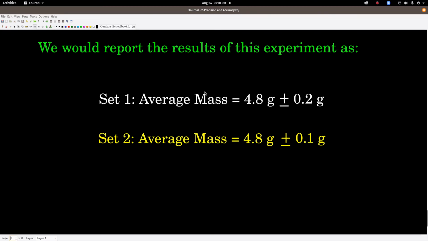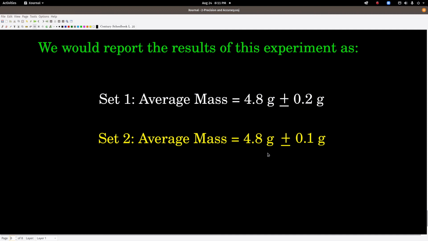The last thing is the way we would report the results of this experiment. For set 1, the average mass is 4.8 grams plus or minus 0.2. The plus or minus 0.2 is because the standard deviation was 0.219. We just take the first non-zero digit, and whatever place that's in, that's the last place we can report with any confidence in our average measurement. So it doesn't make sense to say anything past this 8, because if there's an error in that 8, we know it's plus or minus 0.2. It could be 5 grams, it could be 4.6 grams.